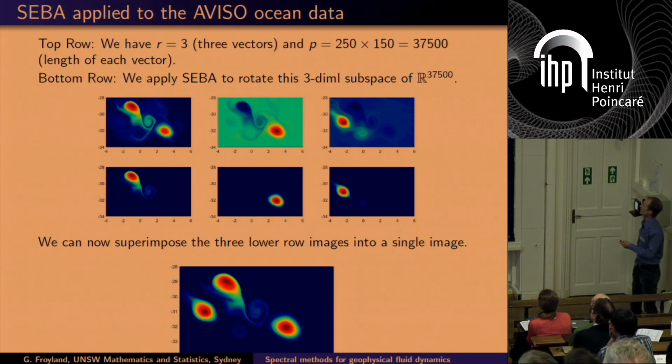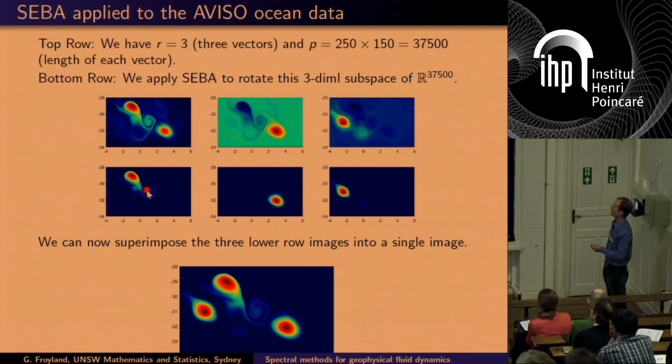Okay, so on the ocean data, here were the first three vectors. They look different, the color scheme is different to before, but they're the same as I showed you before. And after the rotation, you get these nice, clean, one object per vector pictures. And of course, now you can just add these by vector addition to make a composite image.